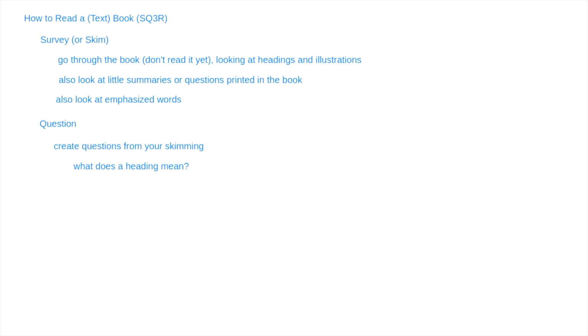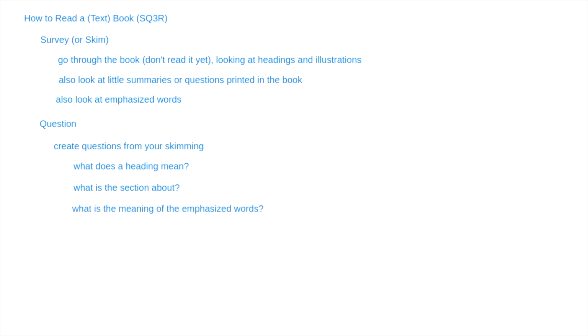In general, what is the section about? So you can expand on what you think it's about. You don't know yet because you haven't read it, but you've read the heading. And then you have these boldface and italicized words. And what do they mean?